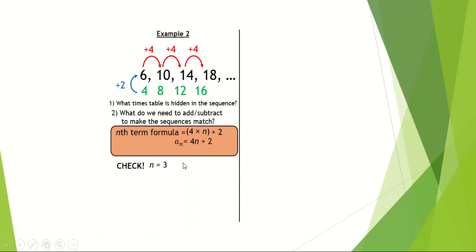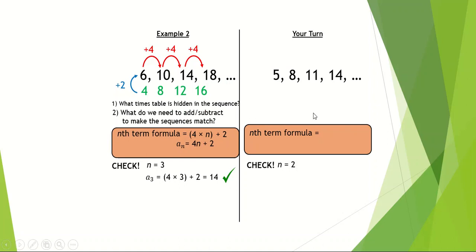You can do the checking by having a sub 3 is equal to 4 times 3 plus 2. That is 14. And this one is 14. So we have the correct explicit formula. Try this.